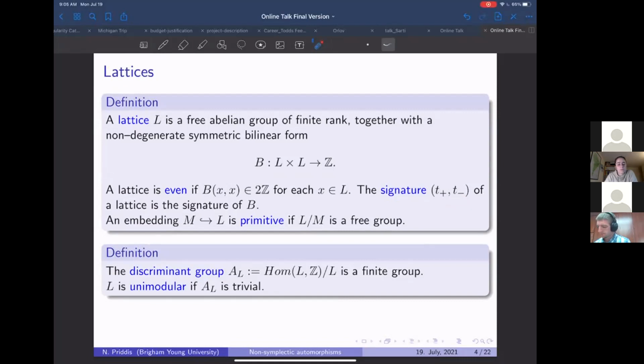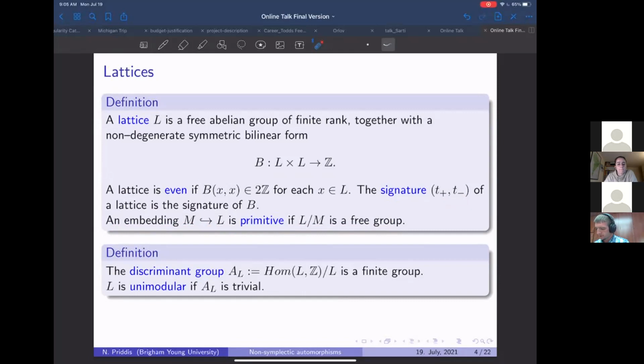And this last one's a bit of an important definition. We say an embedding, so if M is a lattice and L is a lattice, you can often embed M into L. Let's say M embeds into L. This embedding is primitive if the quotient is a free group.